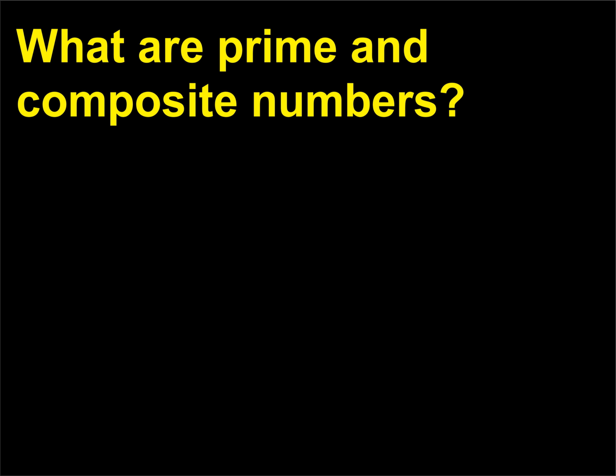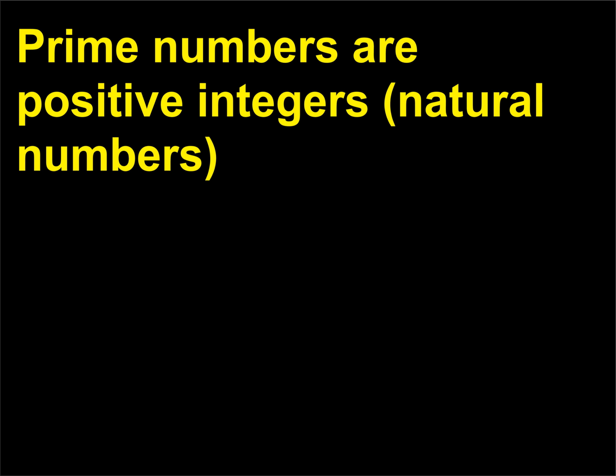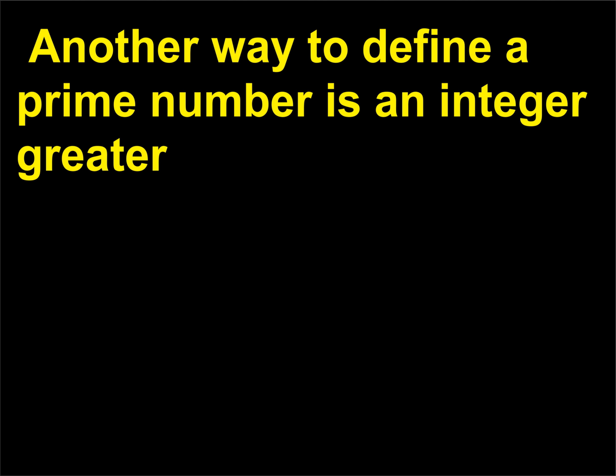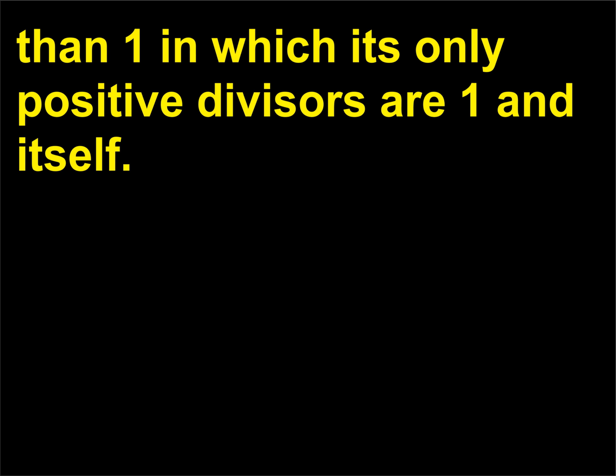What are prime and composite numbers? Prime numbers are positive integers, natural numbers, that are greater than 1 and have only 1 and the prime number as divisors, factors. Another way to define a prime number is an integer greater than 1 in which its only positive divisors are 1 and itself.